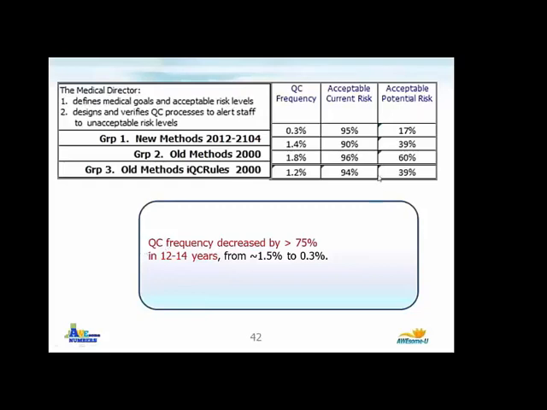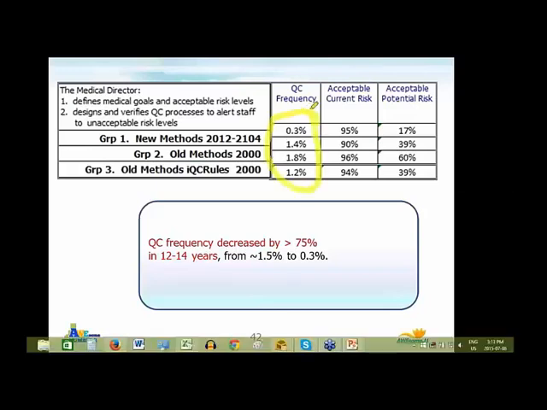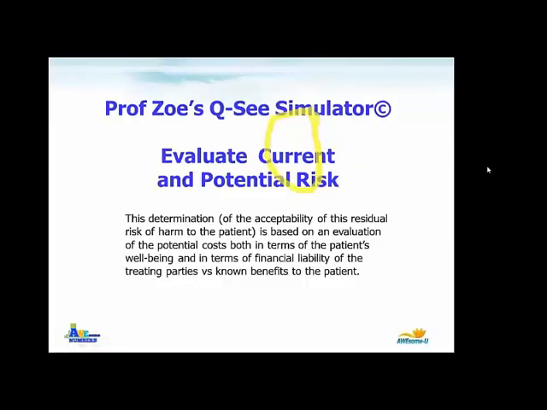Here's the other thing that surprised me, and it's the last piece of our puzzle we're going to get to before the end of today. QC frequency here decreased. We have the assumption that the methods are so much better, but look at that decrease in QC frequency. Is that justified? Well, let's go find out.